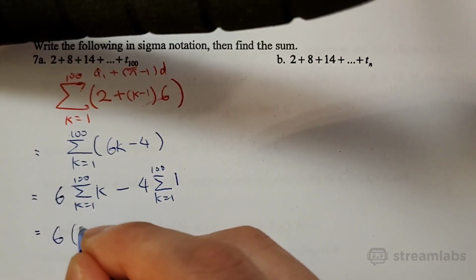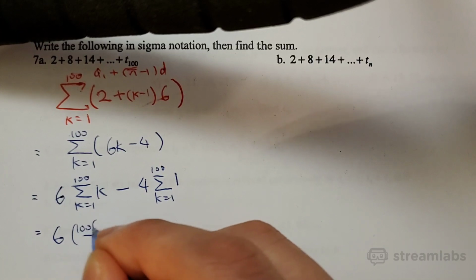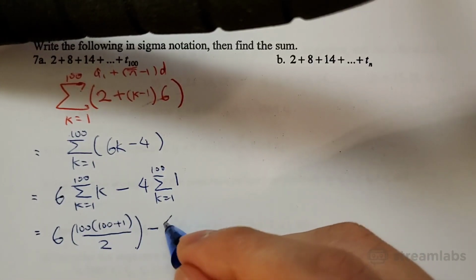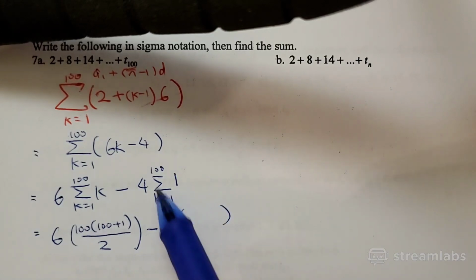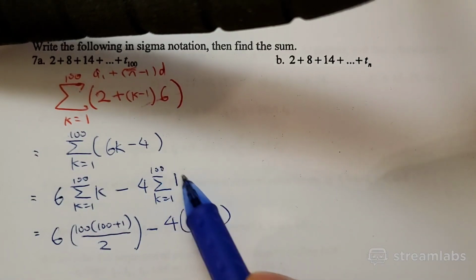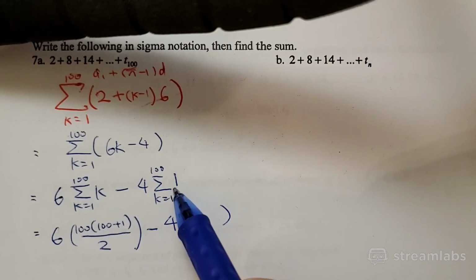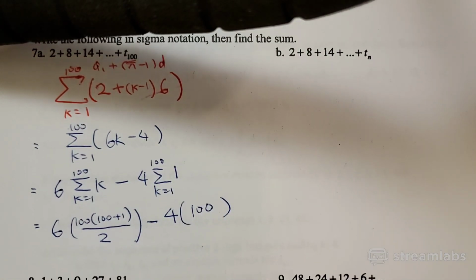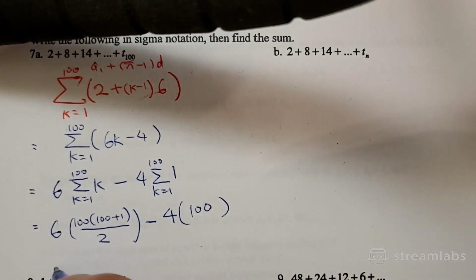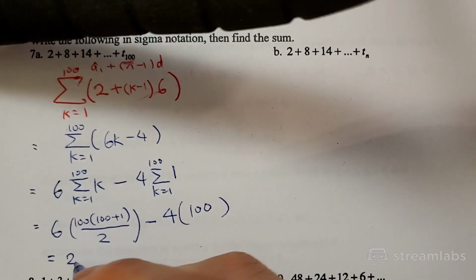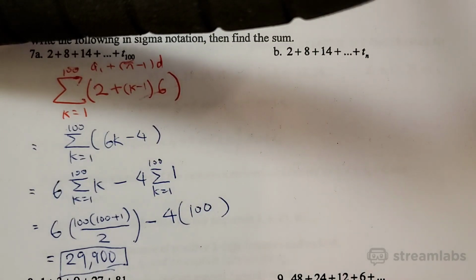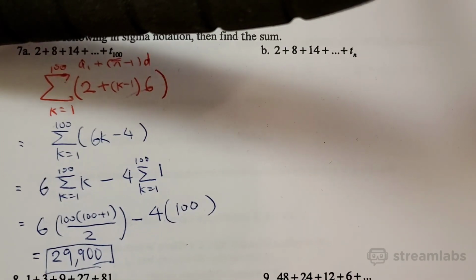This is n times (n plus 1) over 2, right? So it'll be 100 times (100 plus 1) over 2. Minus 4 times, remember what this is? This is 100 ones added together, right? Because there's no k here. So 100 ones added together is 100. Calculate this. Calculator says 29,900. Okay, 29,900.